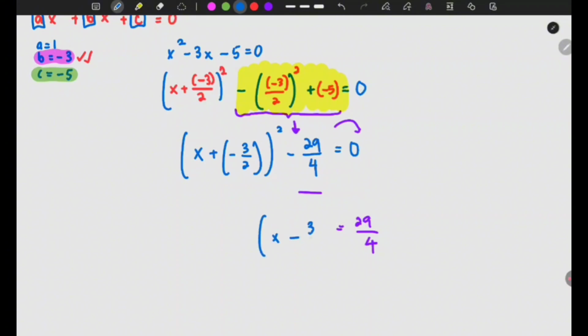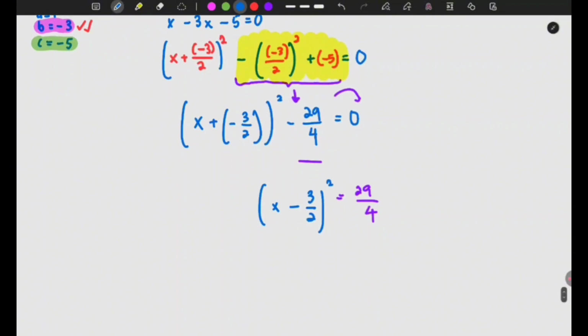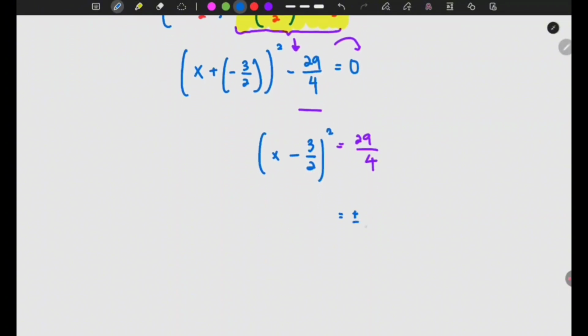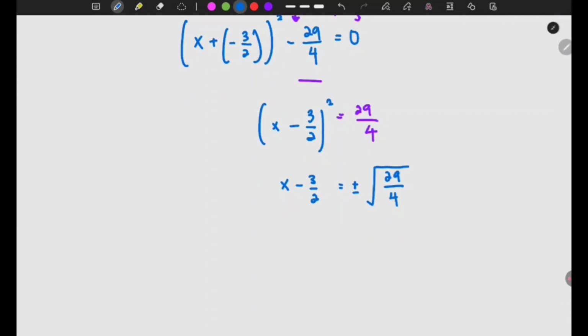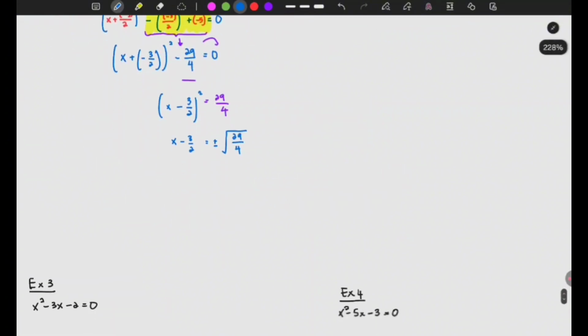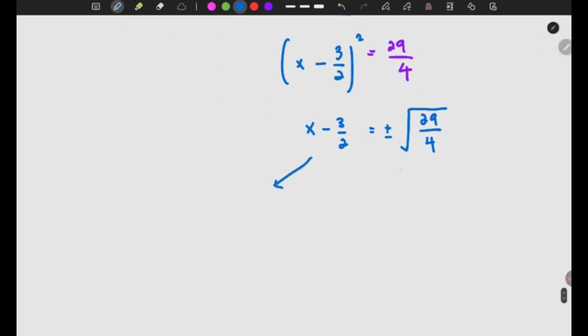And then what you do, there's a square, bring it there and it becomes square root. When you bring it there it becomes square root, it becomes plus minus square root of 29 over 4. So x minus 3 over 2. And when there's a plus minus, I did tell you, when you see there are two things, plus minus, the easier way is to split into 2. So bring one here, bring one here. One, x minus 3 over 2 equals the positive square root of 29 over 4. Another one, x minus 3 over 2 equals the negative square root of 29 over 4.